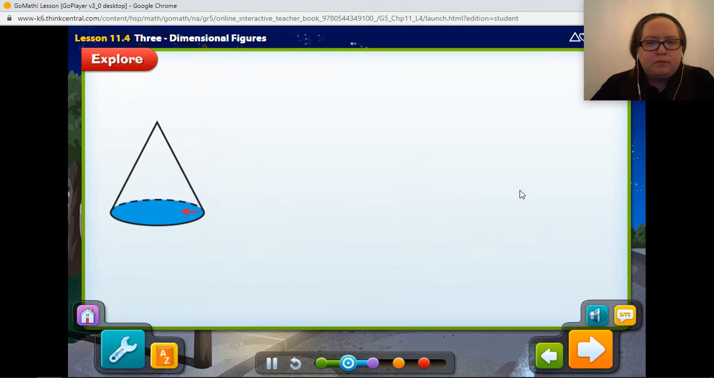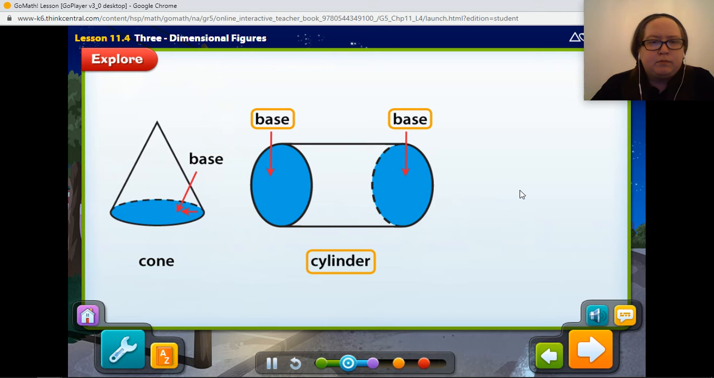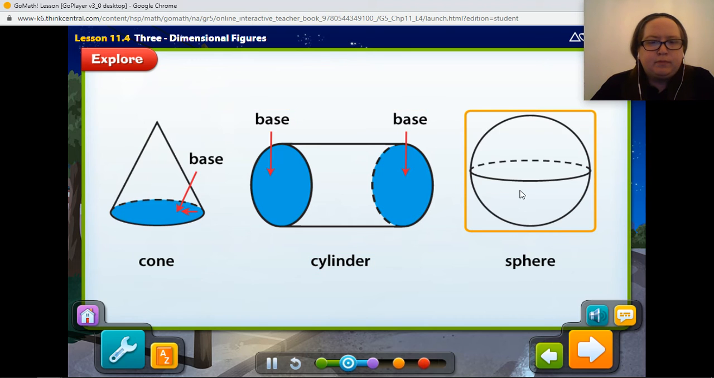Some three-dimensional figures have curved surfaces. These figures are not polyhedrons. For example, a cone has one circular base and one curved surface. A cylinder has two congruent circular bases and one curved surface. A sphere has no bases and one curved surface.